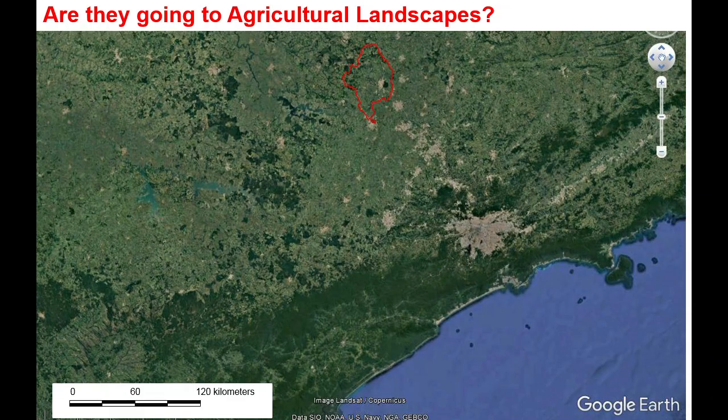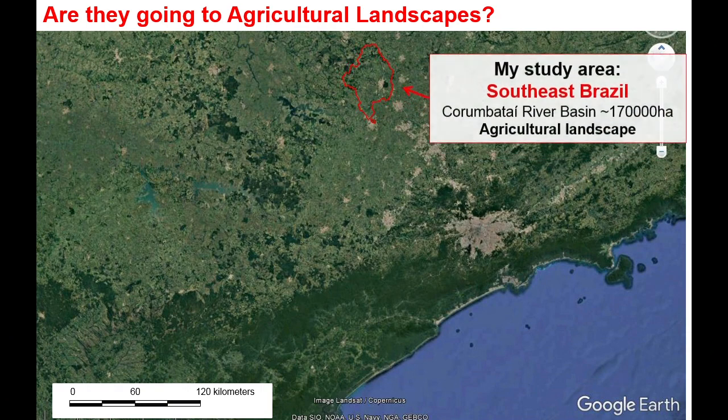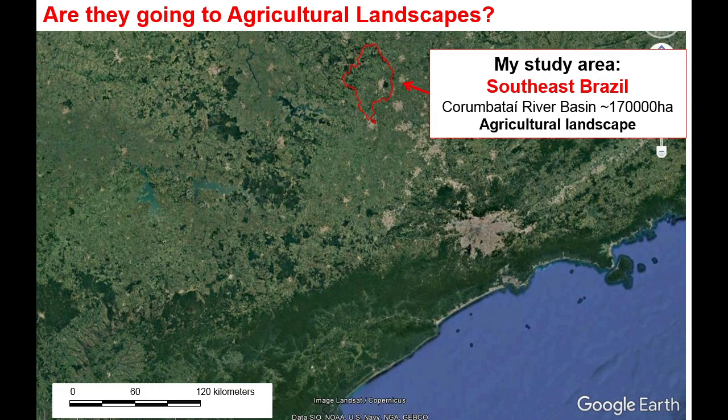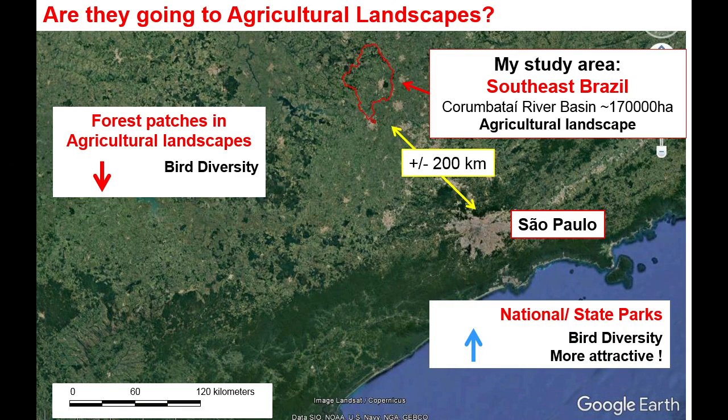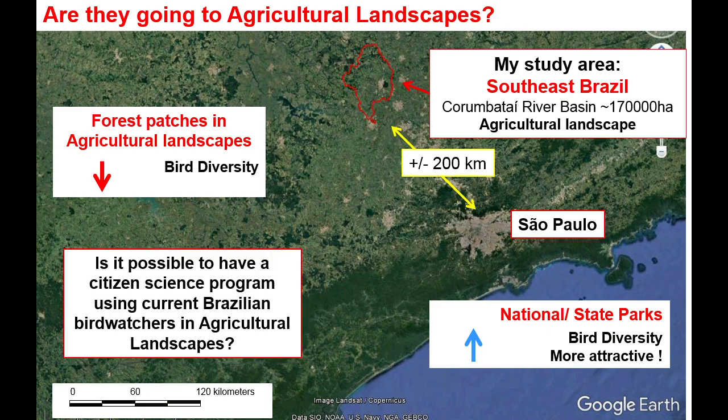And when we talk about Brazilian bird watchers, I have a question. Are they going to agricultural landscapes? And why am I asking this? Because this is my study area. It's southeast Brazil, the Corumbataí River Basin. It's an agricultural landscape, of course. It's almost 200 kilometers from São Paulo, the biggest city of Brazil. And the forest patches inside these agricultural landscapes have less bird diversity compared with national and state parks. So parks could be more attractive for bird watchers than agricultural landscapes, and because of this I have my doubts. Is it possible to have a citizen science program using current Brazilian bird watchers in agricultural landscapes?